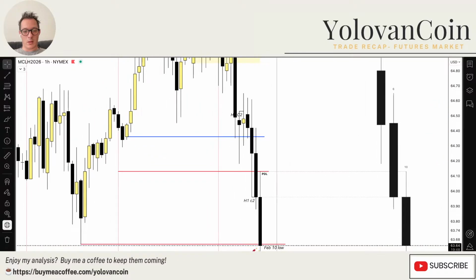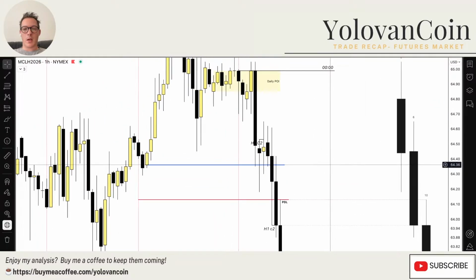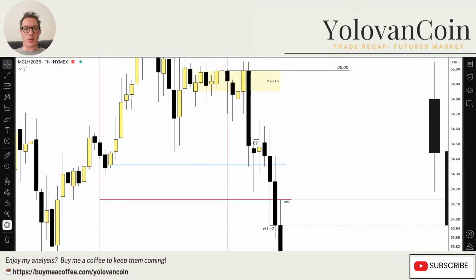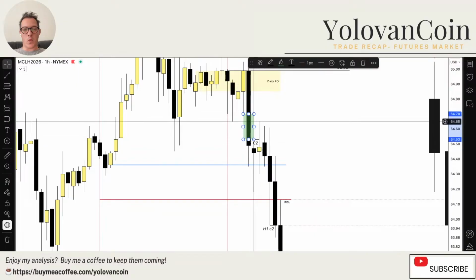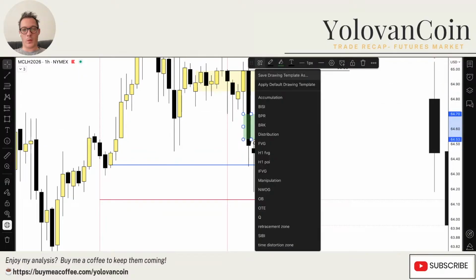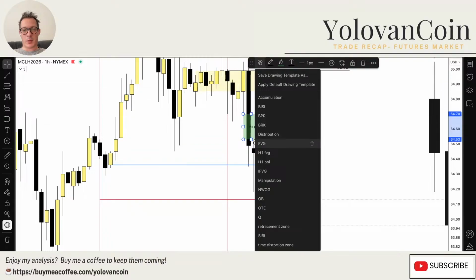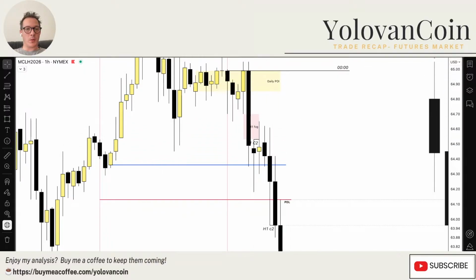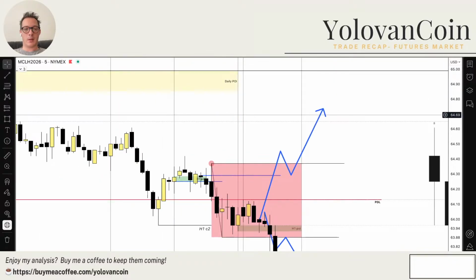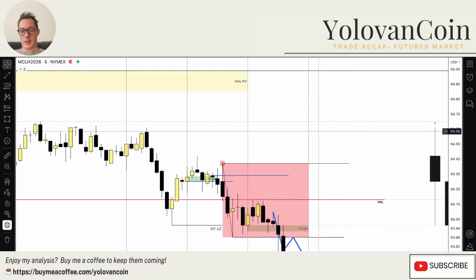So let me just put this one here. We had a C2 closure into this 1 hour fair value gap, which was a bearish, not POI, that was a bearish fair value gap. So there was a 6 a.m. candle. And if we go to the 5 minutes, let me delete these.